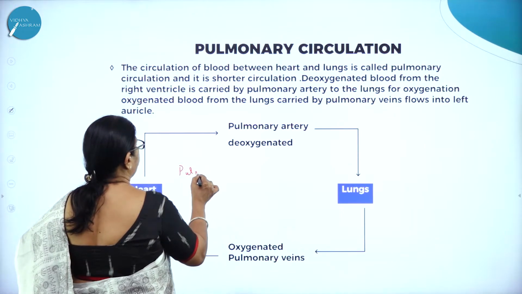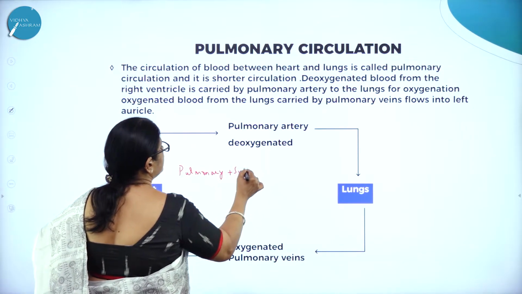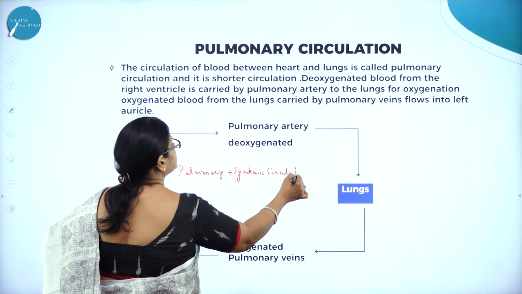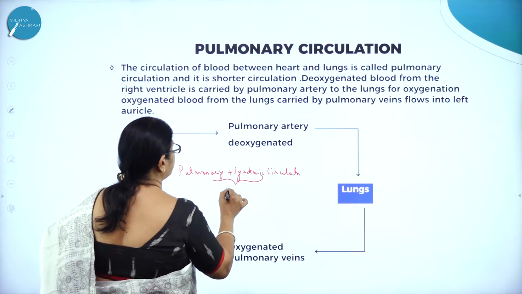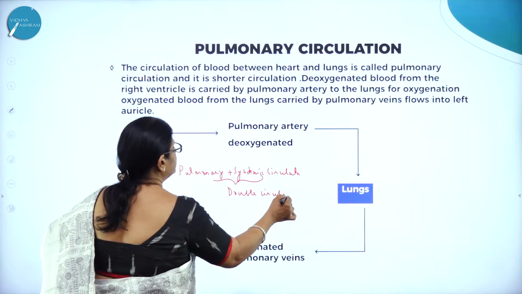As I already said, pulmonary circulation and systemic circulation put together form the double circulation. That is, pulmonary circulation plus systemic circulation together is called double circulation.